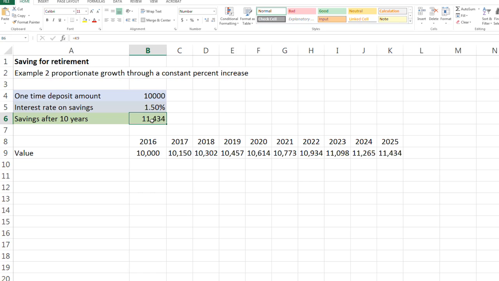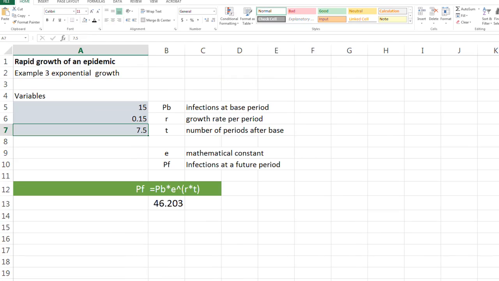In this output cell B6, you see the result of that compounded interest. I've referenced here the value of our account from year 10. In this spreadsheet, we're modeling exponential growth. This scenario here is not a happy one. It's the exponential growth of cases of an epidemic.